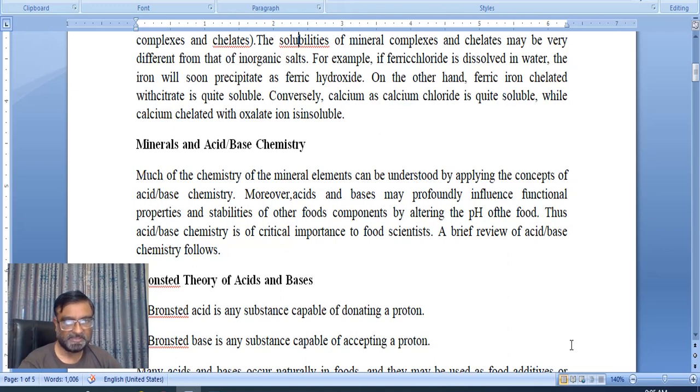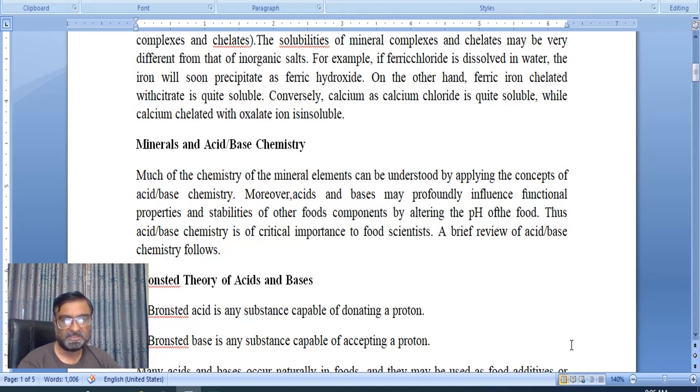Minerals and acid-base chemistry. Minerals often provide some of the properties of acid, base, or neutral properties as well. So much of the chemistry of the mineral elements can be best understood by applying the concepts of acid-base chemistry. Moreover, acids and bases may profoundly influence functional properties and stabilities of food components by altering the pH of the food. Thus, acid-base chemistry is of critical importance to food scientists.